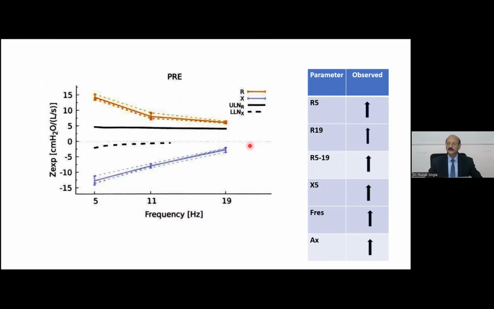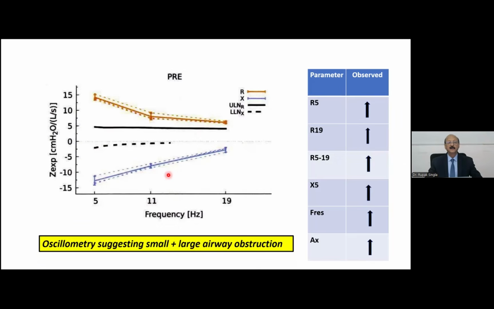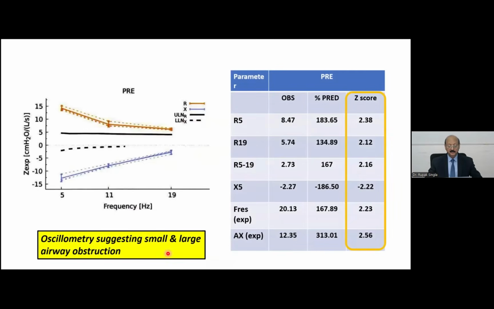So in these cases, as we discussed, what do you feel? This is suggestive of small and large airway obstruction. You look at the values, again, you will find Z score is increased in all the parameters, which is typical of small and large airway obstruction. And you must be noticing, even if you don't see the figures, by looking at the graph itself, you can diagnose what I am doing.